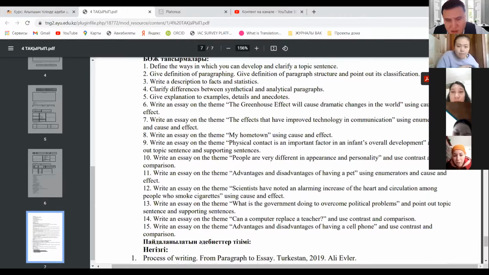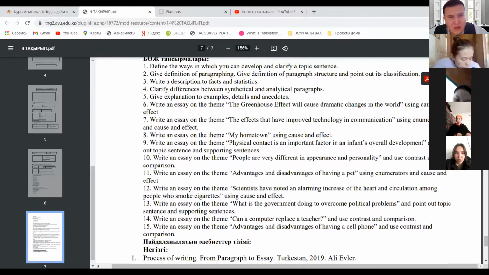Could you repeat, please? I didn't get it, teacher. Maybe 12. Scientists have noted an alarming increase of heart and circulation problems among people who smoke. No, maybe 15. Or 4. Or 15. I think 15. We have worked on 15s. Yes. Maybe 7. The effects of improved technologies in communication.